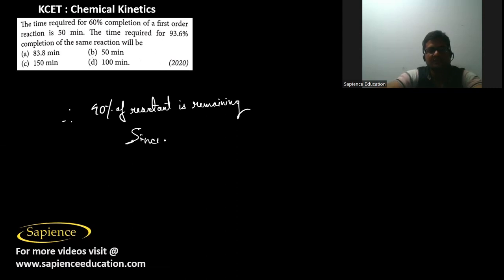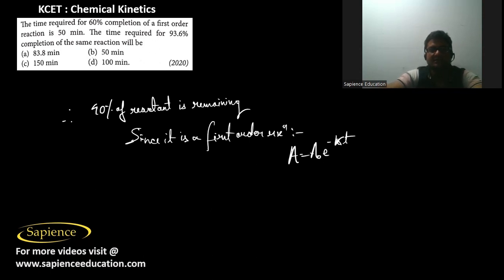Since it is a first order reaction, I can say that A will be equal to A naught e power minus kt, where k is the rate constant, A naught is the initial concentration and A is the final concentration at any time t. Now at time t equals 50 minutes, 60% is completed, so it will be 40%, so 0.4 A naught.